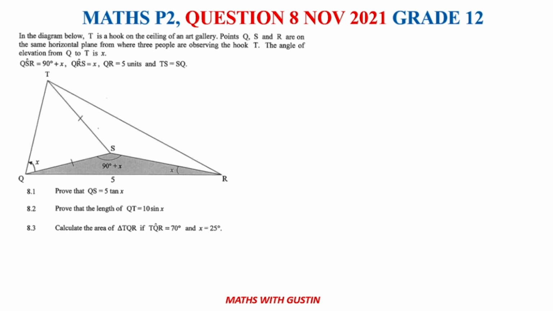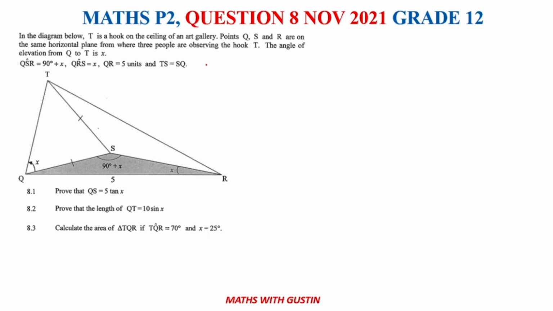Today let's have a look at November 2021 grade 12 question 8, Maths paper 2, and the question was as follows. It says there in the diagram, T is hooked on the ceiling of an art gallery. Points P, Q, R are on the horizontal, from where the three people are observing the hook T. So these are people here observing the hook T.